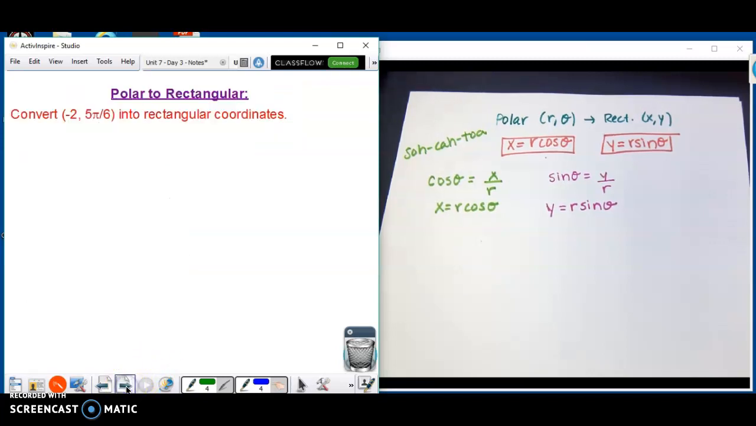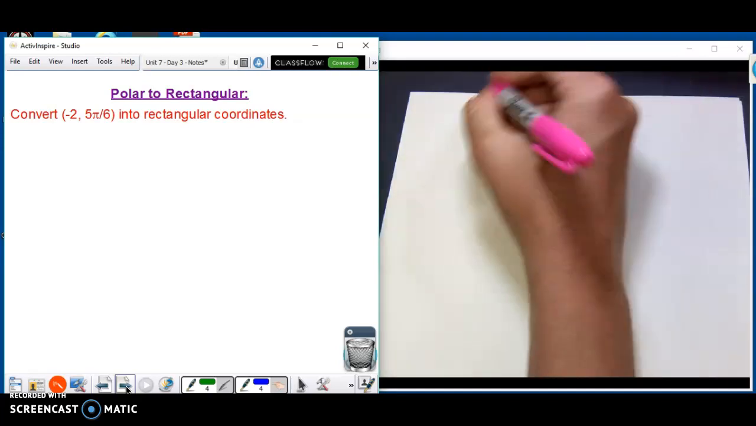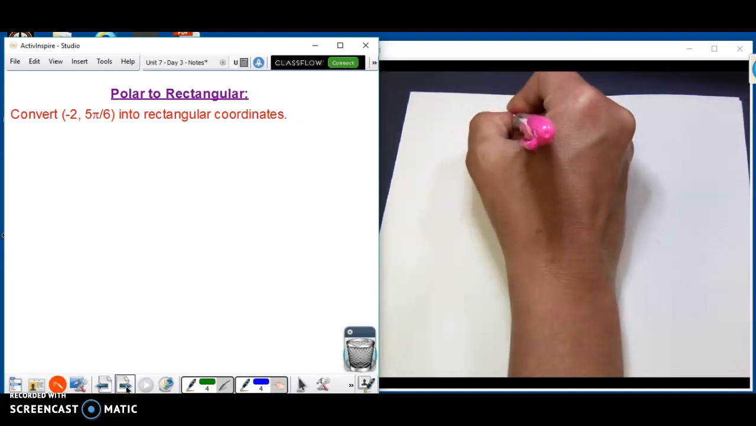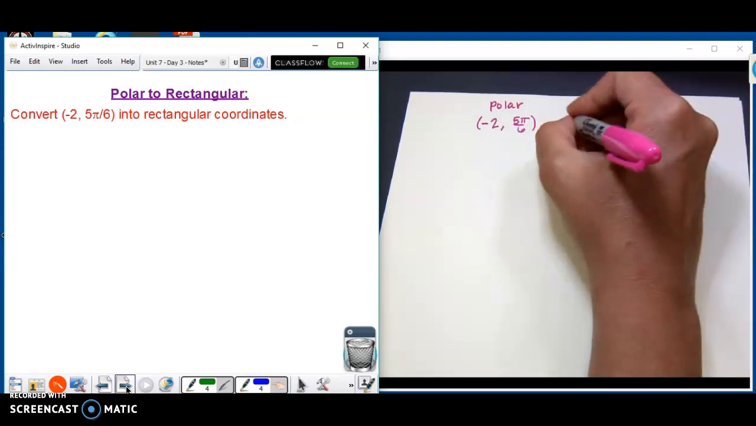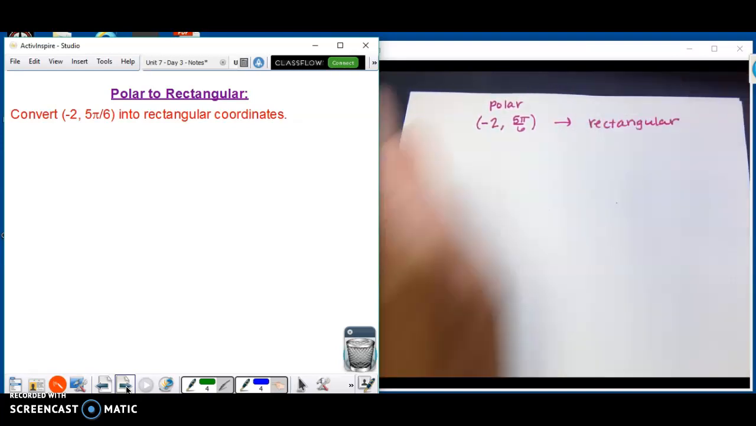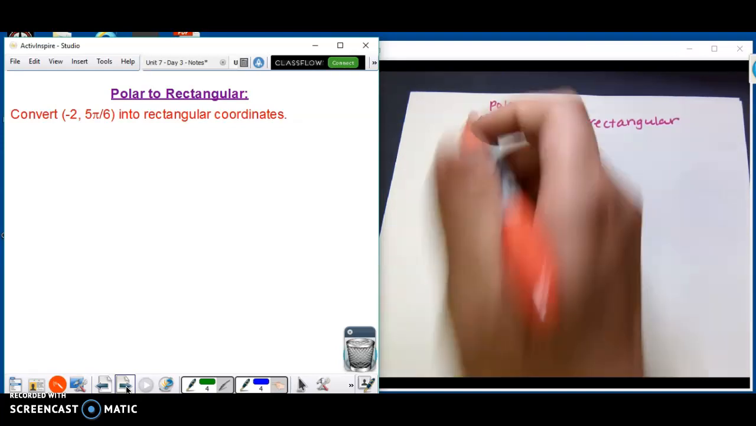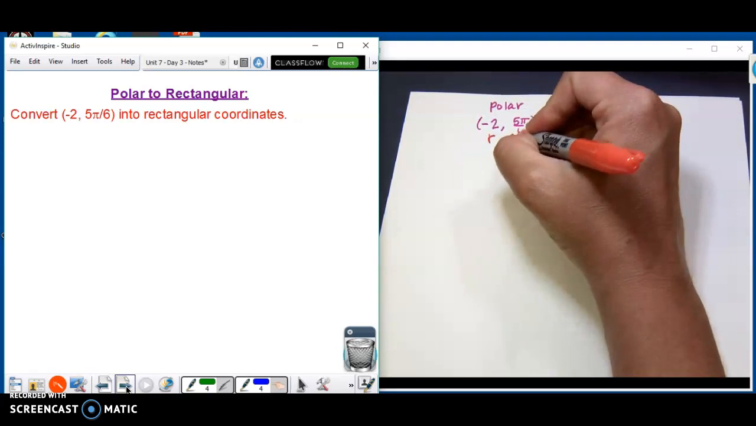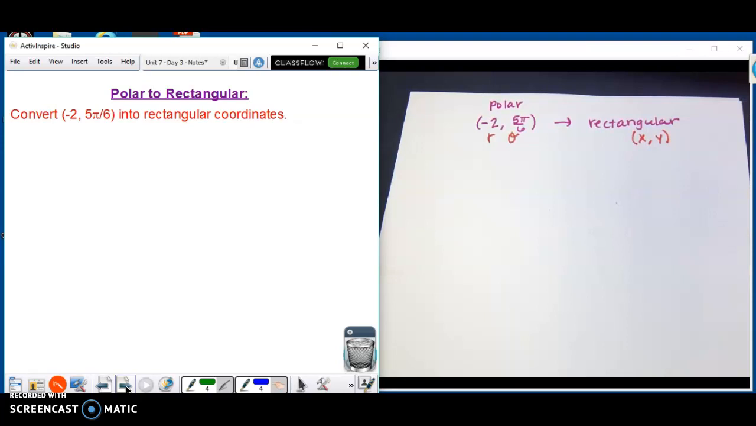Okay, so if we take a look at our first problem here, we want to convert negative 2, 5 pi over 6, which is polar, and we want to change it to rectangular. Sometimes just hearing those words gets a little confusing, so I like to put the actual variables. If this is polar, that means this is r and this is theta. And if we're changing it to rectangular, we need x and y. The good thing is, going from polar to rectangular is super easy because you just use your formulas.